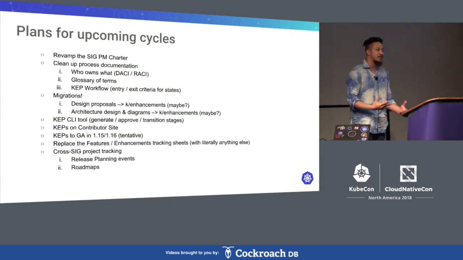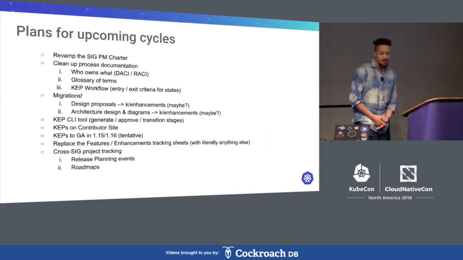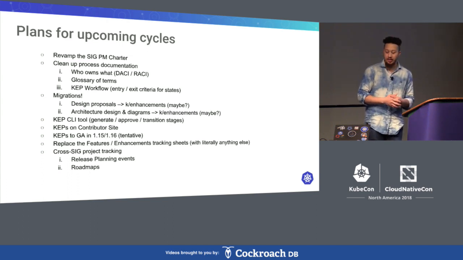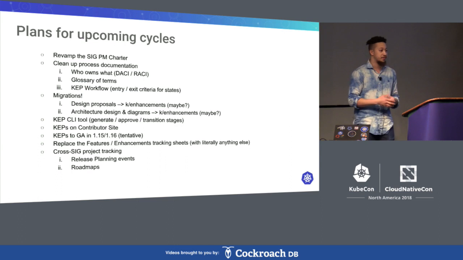And then all of that leads into these ideas of cross SIG planning, right? The idea that we can, one, make these roadmaps visible, and two, be able to coordinate release planning events across every SIG, right? And do that in a manner that is actually viable for a team of 7, right?